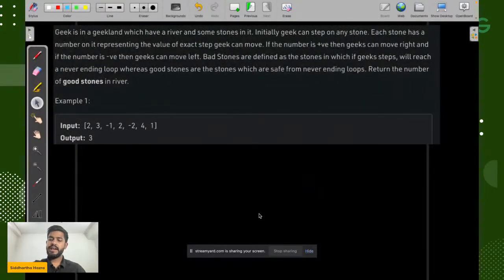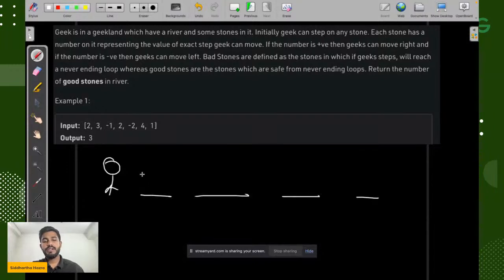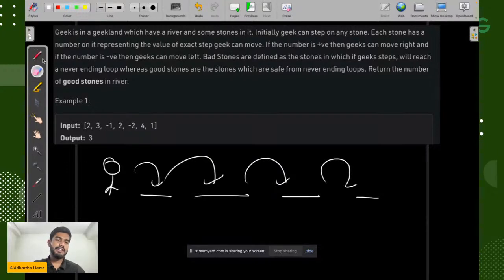So see, it is told that we are given a Mario game kind of thing. Suppose this is a given Mario where he has some steps to jump over it and he has to reach the end. So basically, this is a kind of game. So now here it is just written in some different manner. The geek is in a geek land which has a river and some stones on it. Okay. And then he can step on any stone. This is what was given. Okay. Each stone has a represented number on it and the value of exact step geek can move.